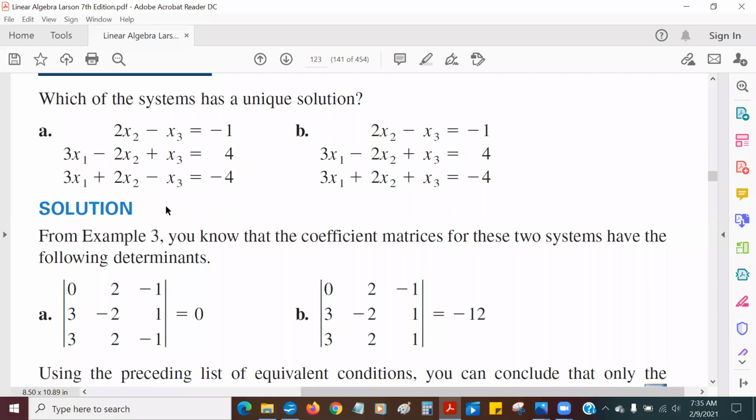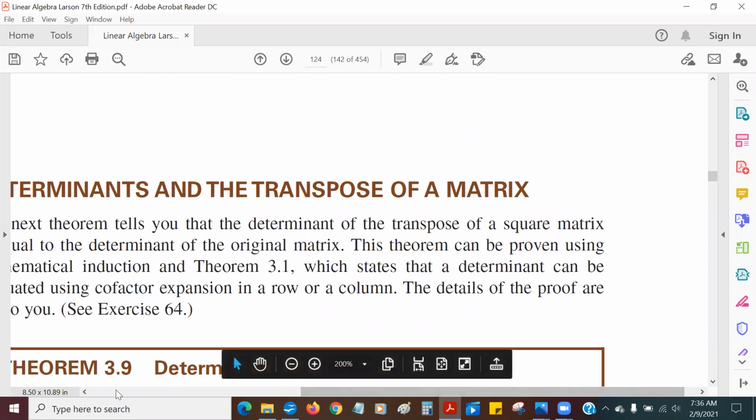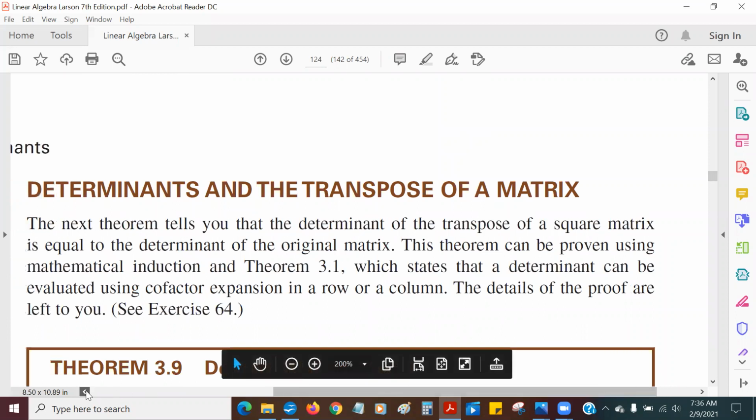And problem A will not have a unique solution, which means there's going to be either no solution or infinite solutions, but you're not going to have that cool, awesome situation like we had before. And so that, my friends, is the story. Now let's move on to transpose.